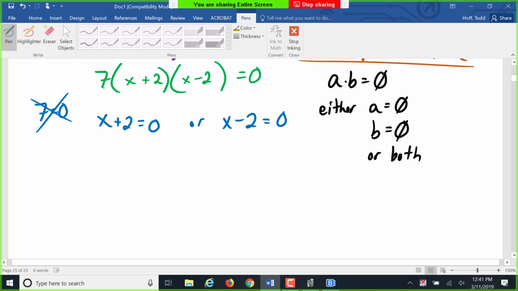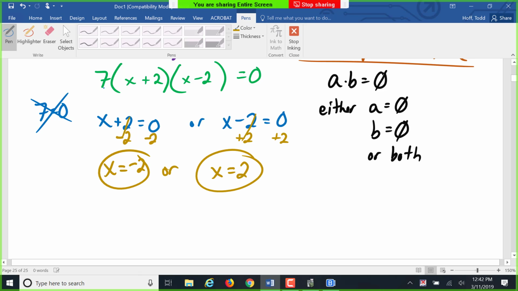X plus 2 equals 0, what are we going to do to solve it? Subtract 2 to get x equals negative 2. X minus 2 equals 0, how do we solve that? Add 2 to get x equals 2. So just like we saw up above, the solutions are x equals negative 2 or x equals positive 2.